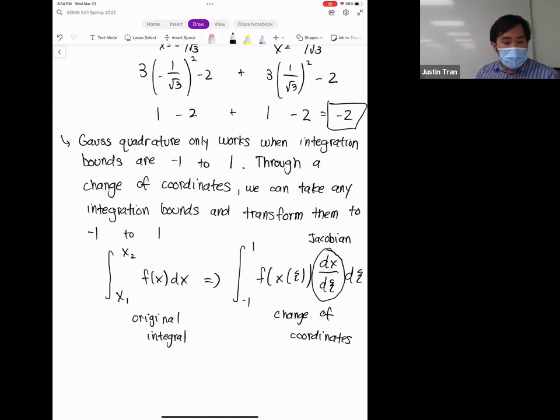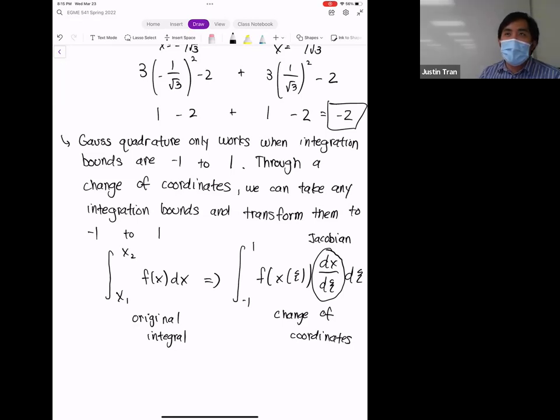Any final questions before we wrap it up for break? Do you know when you're going to do like 1 point, 2 point? That's a good question. The question is, when are we going to use 1 point or 2 point Gauss quadrature? It really depends on your degree of laziness usually.